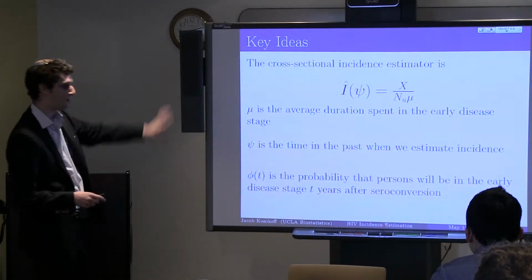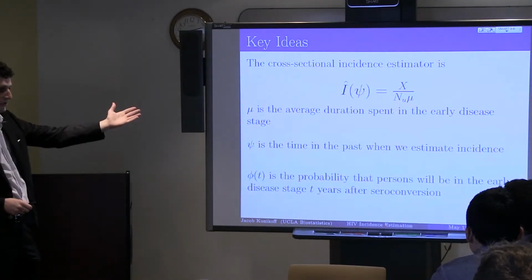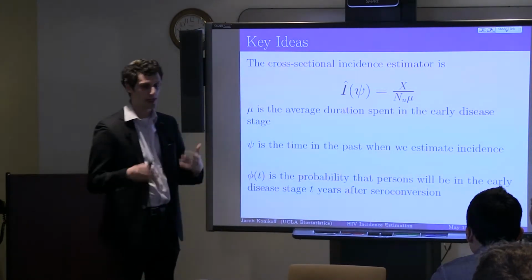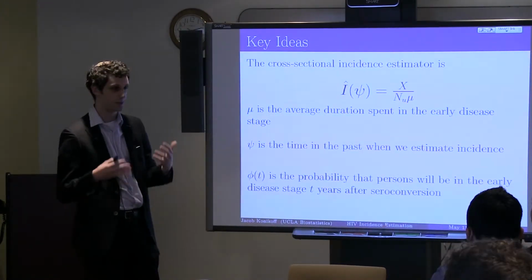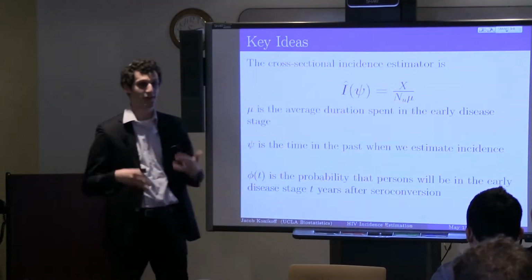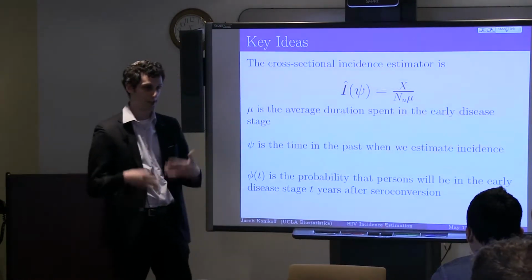So in order to recap the introduction here, here's our cross-sectional incidence estimator. It is telling us something about the rate at which new infections are occurring in the susceptible part of the population. Therefore, it's a function of x, the number of people we find in that early disease stage, and sub u, the size of the susceptible part of the population in that moment in time.